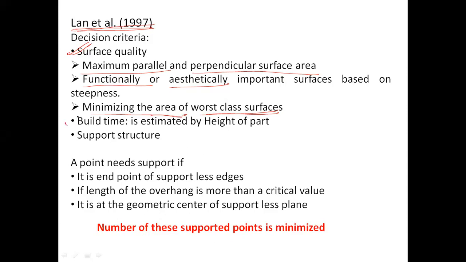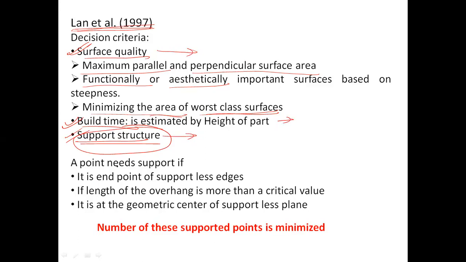The second criteria is build time, and the third criteria is support. So the whole concept of quality and build time, LAN computed with respect to the support structure. If you identify the support structure, you can minimize the build time and you can increase the surface quality. So how did he do it?